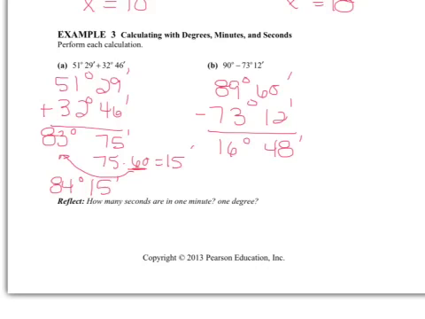It says go down and reflect. How many seconds are in 1 minute, or 1 degree, which we talked about in example A there? That would be 60 seconds in 1 minute.